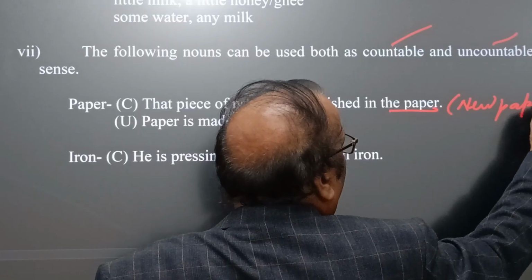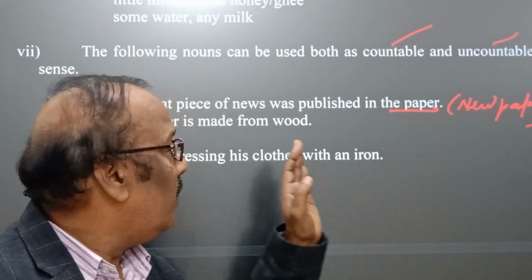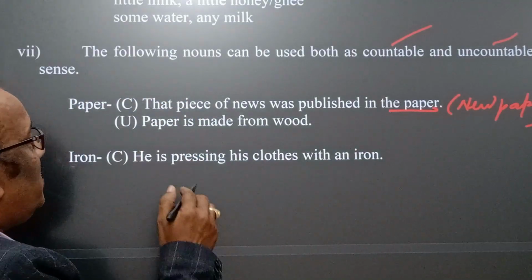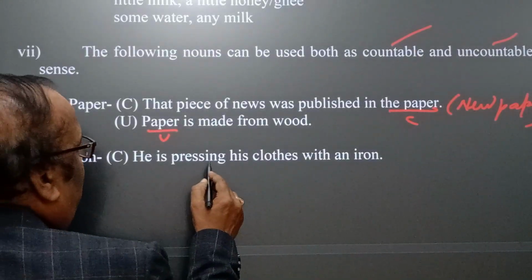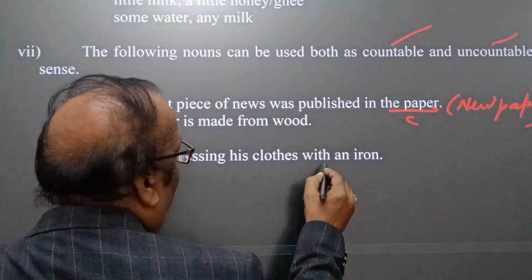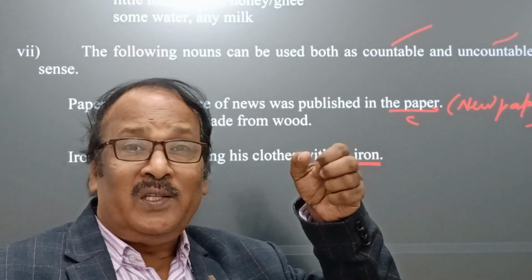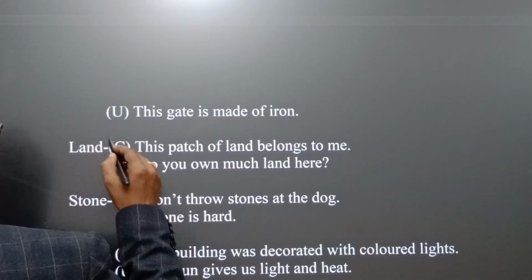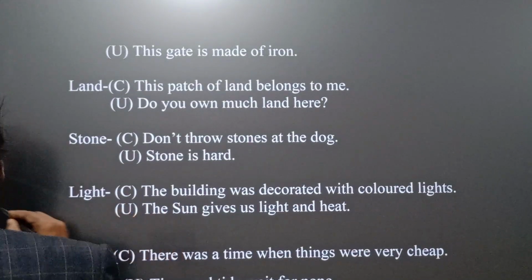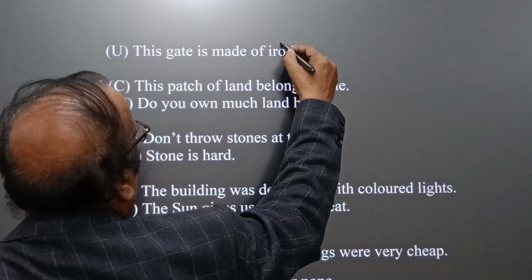The paper means a definite newspaper. And next, paper is made from wood. Now come to iron. He is pressing his clothes with an iron, an instrument which is used for ironing our clothes. Whenever we take it in an uncountable sense, we find that the gate is made of iron.